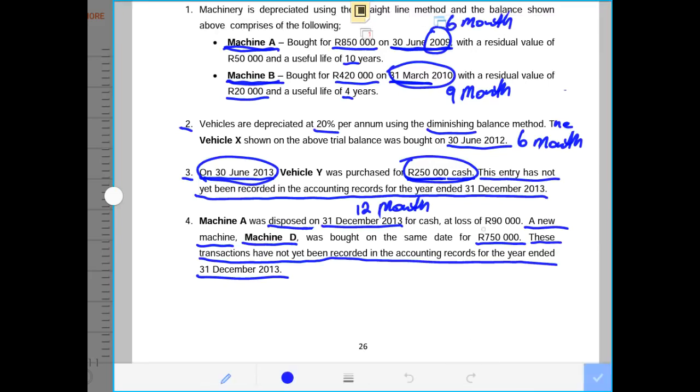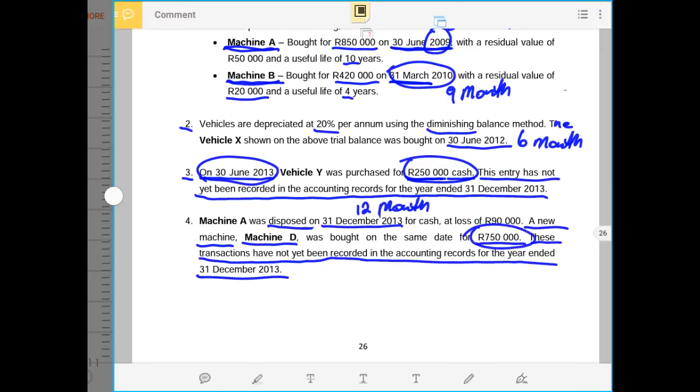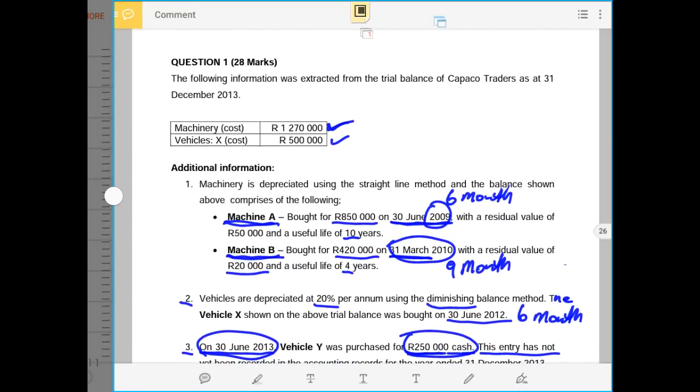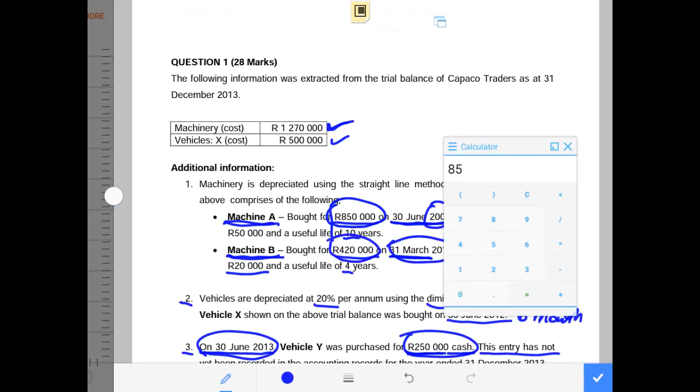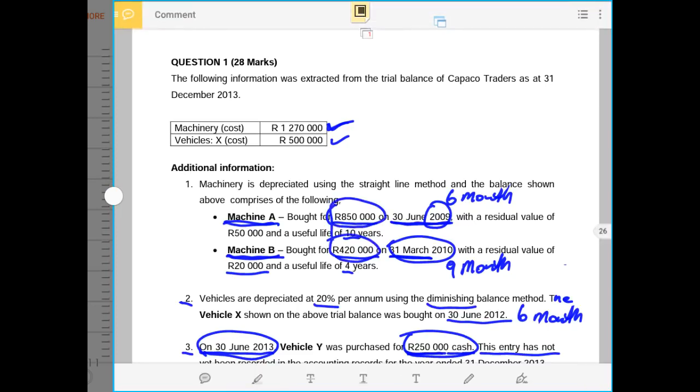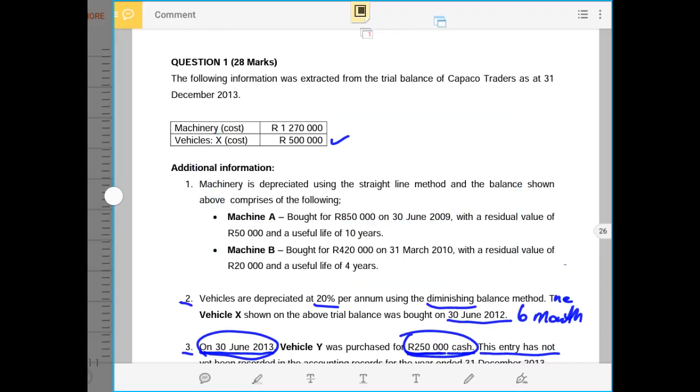Once again, this means the 750,000 rands of machine D is not yet included in that amount of 1,270,000 rands. Remember that 1,270,000 is the total of 850,000 plus 420,000, which are the two machines that we have. That is the total cost of machines A and B that were bought in the year 2009 and the year 2010, 31st of March.